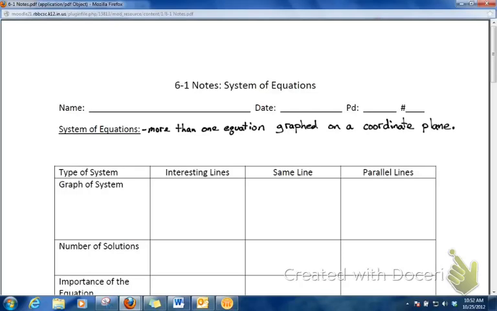Alright, this is the video lesson for 6-1, solving systems of equations by graphing. So first of all, the first vocabulary word that we run into here is what a system of equations is.